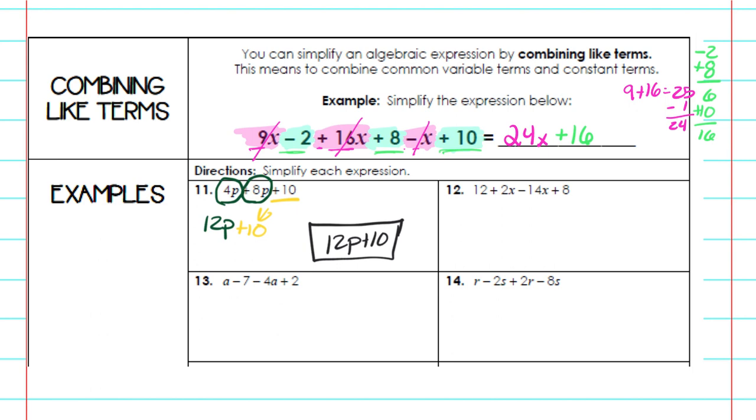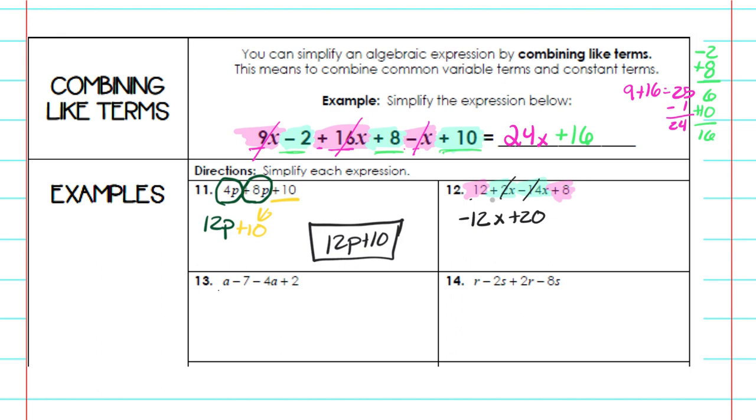Same over here. I have, let's go, variable term, constant. Okay, so starting with the variable terms, I have plus 2 minus 14. Well, plus 2 is a positive 2, minus 14, 2 minus 14. So it'll give me negative 12. Bring the x down. And then, so I've done both those. 8 plus 12 gives me 20. So plus 20. So negative 12x plus 20.